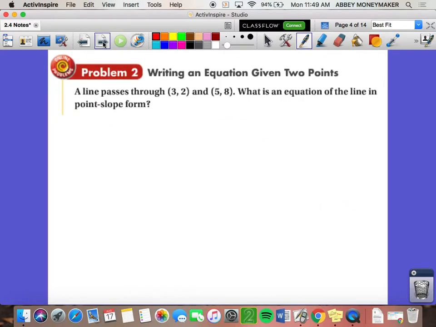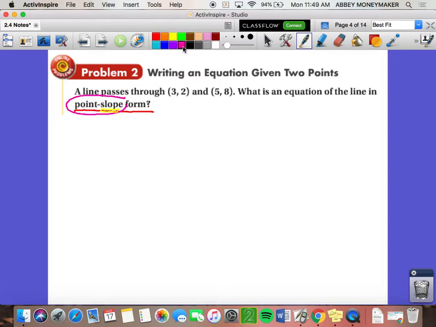All right. On problem number 2, this is where it gets a little different. It says here, a line passes through the point 3, 2, and 5, 8. What is the equation of a line in point slope form? So they want us to write an equation in point slope form. That's really important, right? Well, what do you have to have with point slope form? You need to have a point and you need to have the slope. Does it say anywhere in the problem what our slope is?